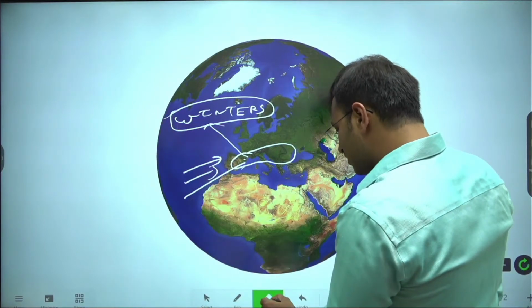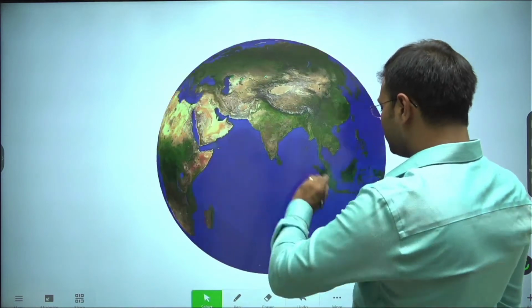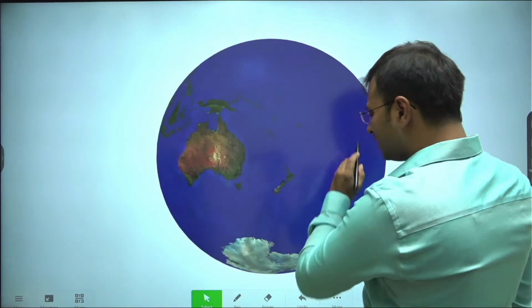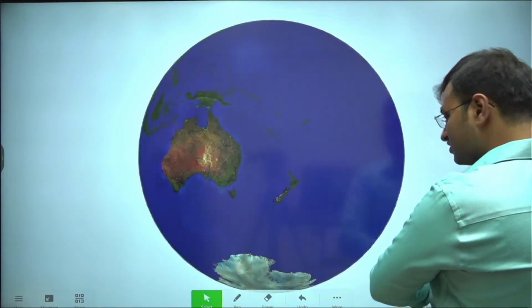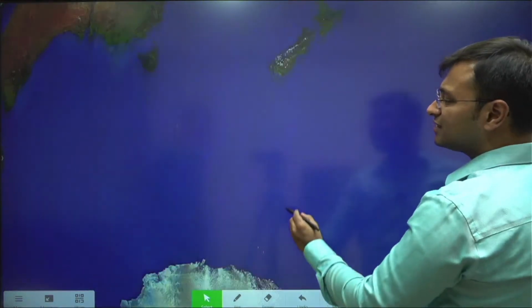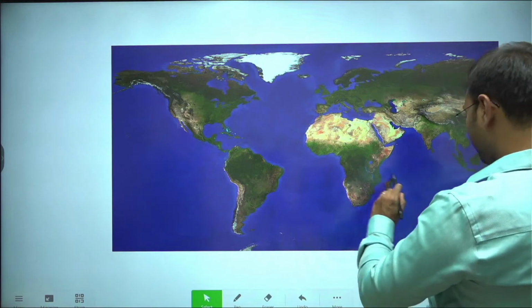So now let's focus our attention towards Australia and New Zealand. If you consider this very small island of New Zealand, I'm zooming in over New Zealand. So if I again consider New Zealand, this very small island, let me open up the 3D image.